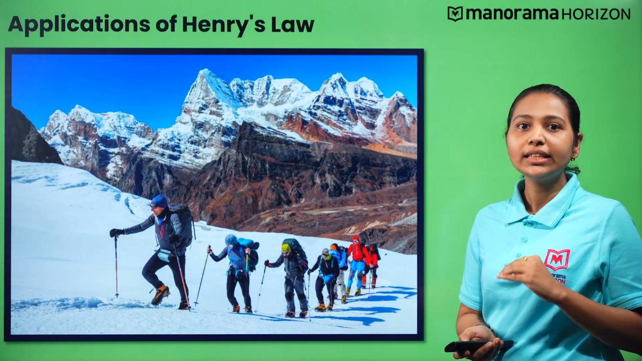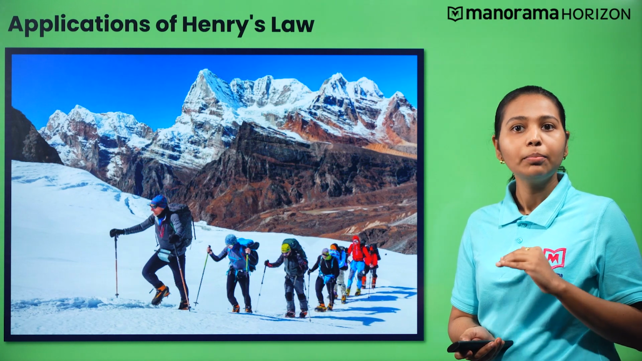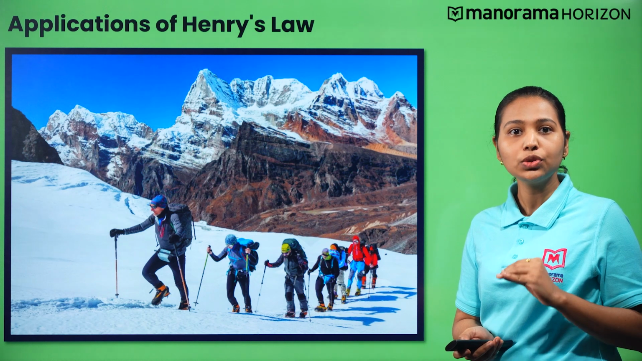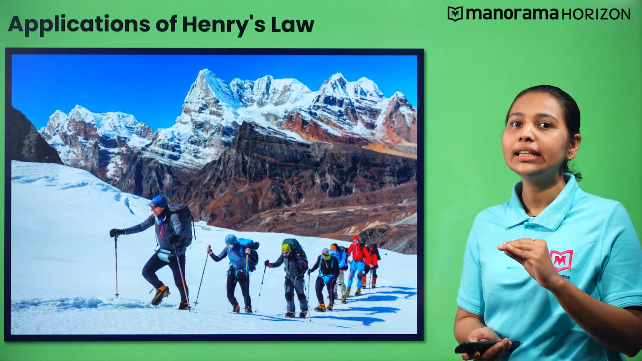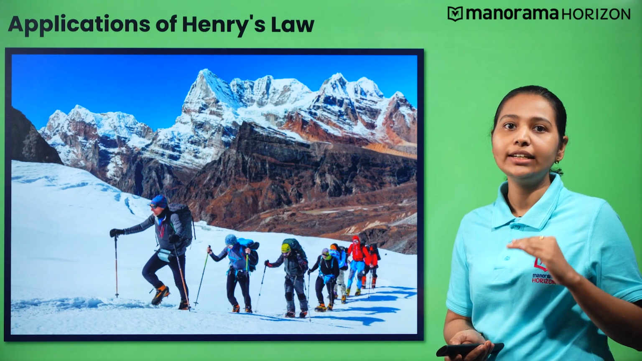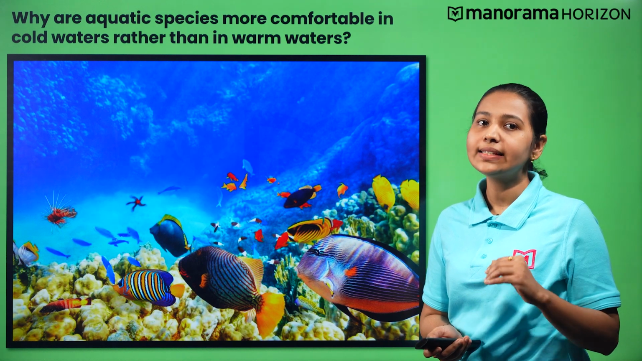At high altitude, the atmospheric pressure is lower than at the ground level. So, mountaineers will suffer from anoxia. It is a condition in which, due to low oxygen in blood, the climbers become weak and they cannot think clearly. Hence, they carry oxygen cylinders at very high altitude. With this, I hope you are clear about Henry's law and its applications.